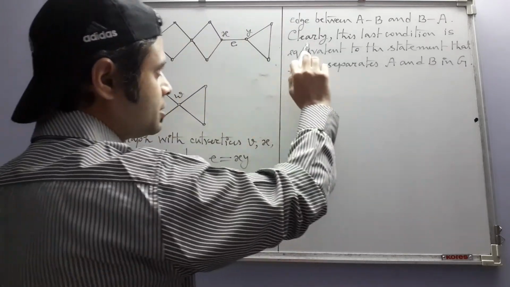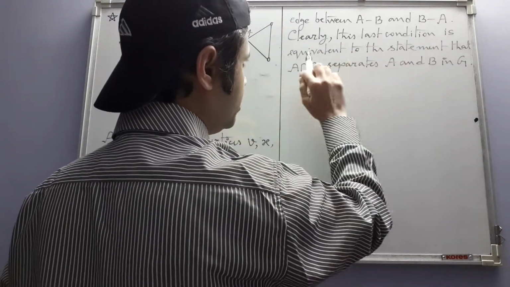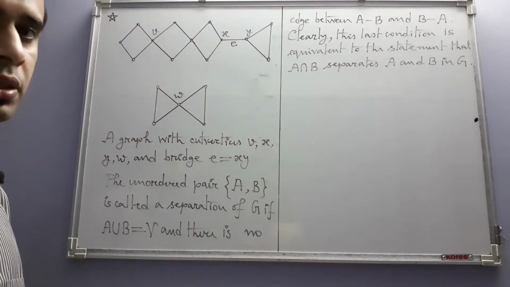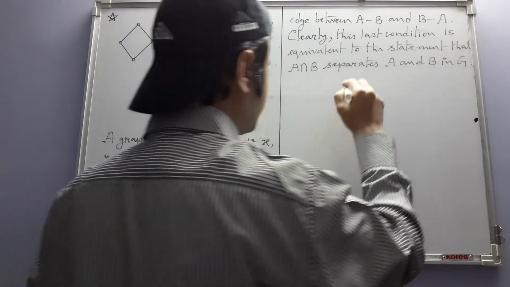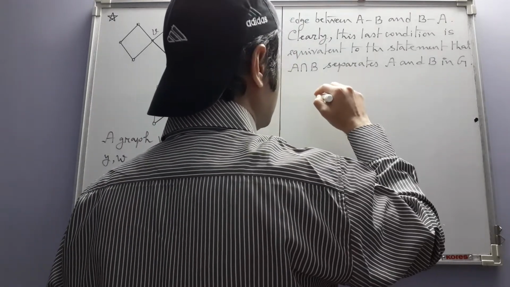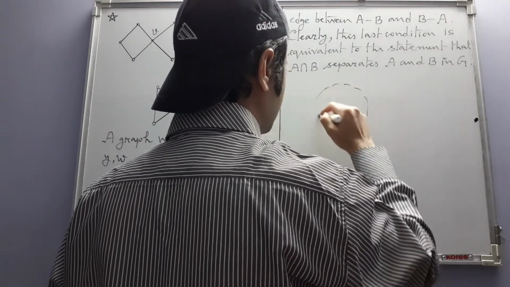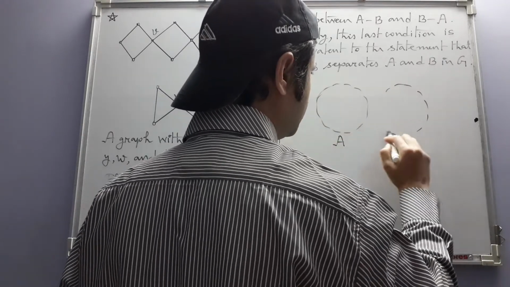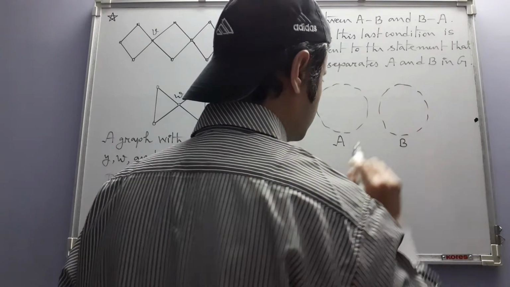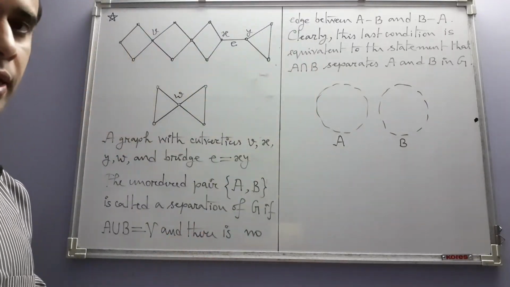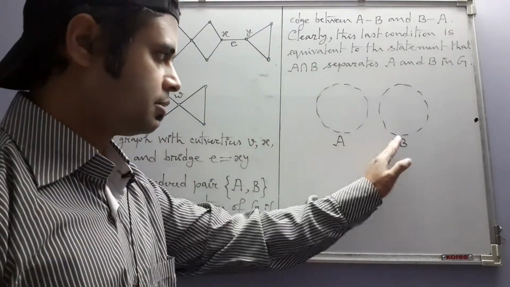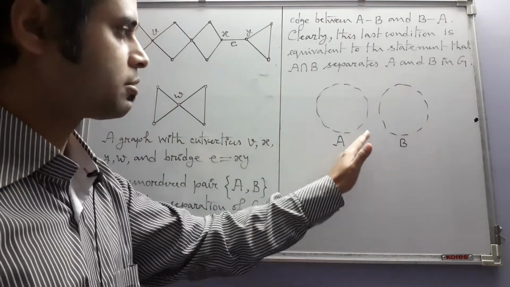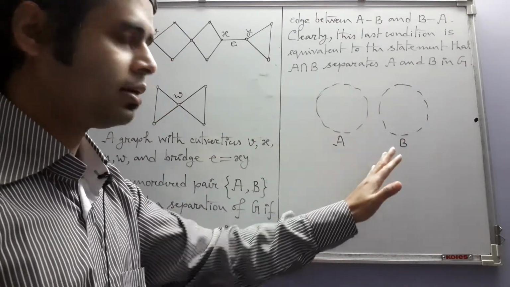Now, how are we saying that this condition is equivalent to the statement that A intersection B separates A and B in G? Let us see roughly. So suppose this is our A and this is our B. These are not Venn diagrams, okay? So these lobes or these regions don't suggest that A and B are disjoint.